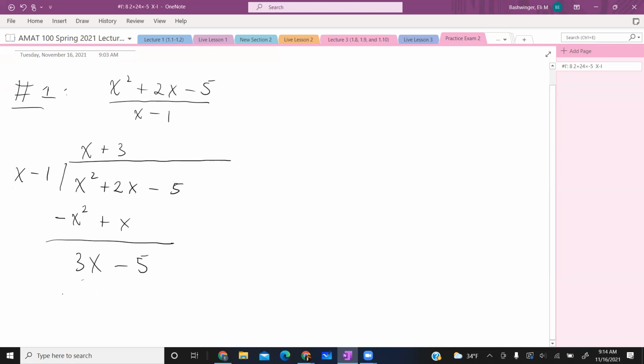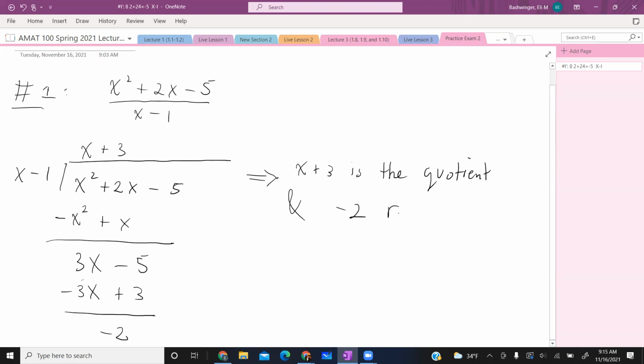So I get 3 times x is 3x, but I'm subtracting. And then I get 3 times negative 1 is negative 3, but I'm subtracting, so it'll become positive 3. And then I have negative 2. So x plus 3 is the quotient. And I guess negative 2 is the remainder, you just say.